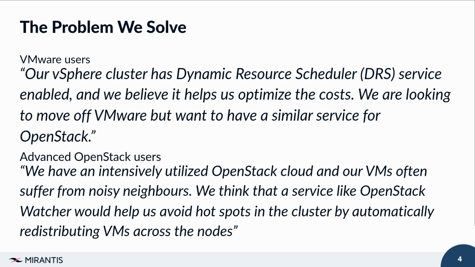So first, what is the problem we're trying to solve with our new Dynamic Resource Balancer service? It narrows down to two types of customers, two types of requests that we are getting. First of all, as you all probably know, a lot of companies are looking to move off VMware vSphere because of the recent acquisition by Broadcom, because of the prices going high, and obviously they're looking for alternatives.